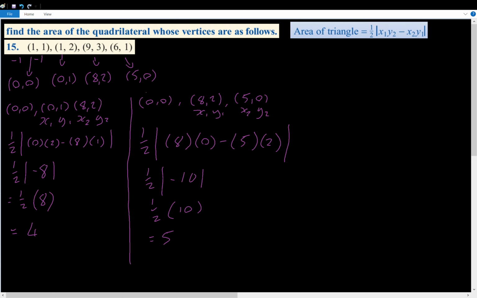So the 2 areas we have got are 4 and 5, which means our overall area is going to be equal to 4 plus 5. So it's just going to be equal to 9 square units. And that is that.